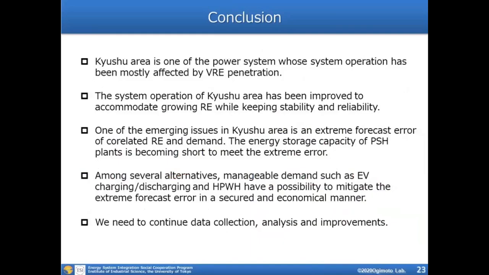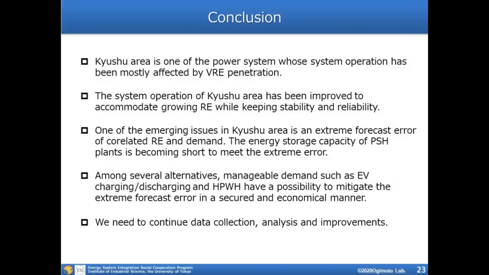Conclusion. Kyushu area is one of the power systems whose system operation has been mostly affected by VRE penetration. The system operation of Kyushu area has been improved to accommodate growing renewable energy while keeping stability and reliability. One of the emerging issues in Kyushu area is an extreme forecast error of correlated renewable energy and demand. The energy storage capacity of pumped storage hydro plants is becoming short to meet the extreme error.